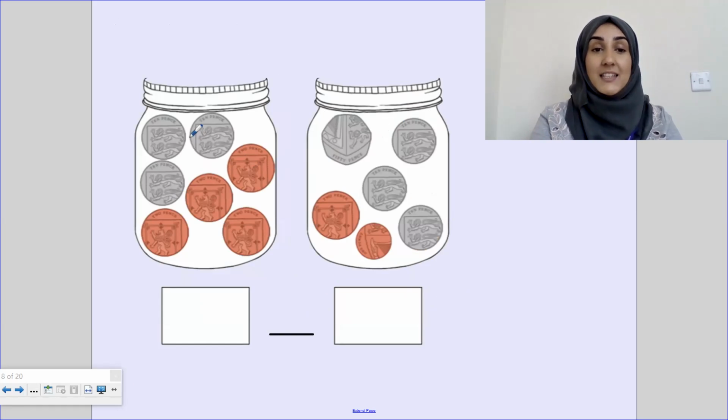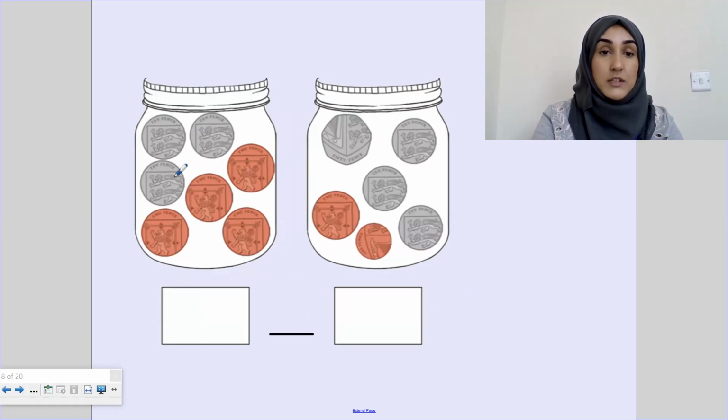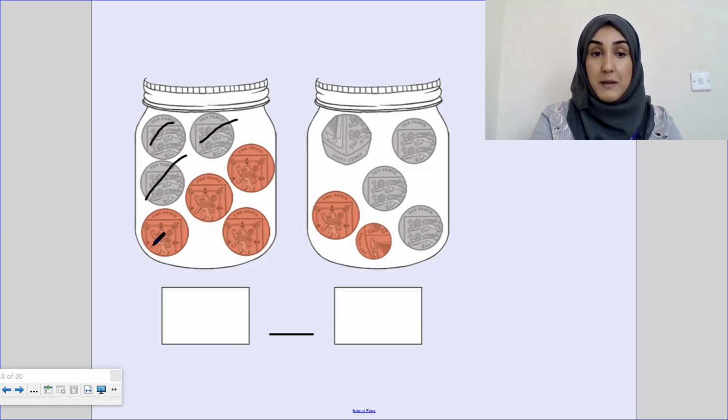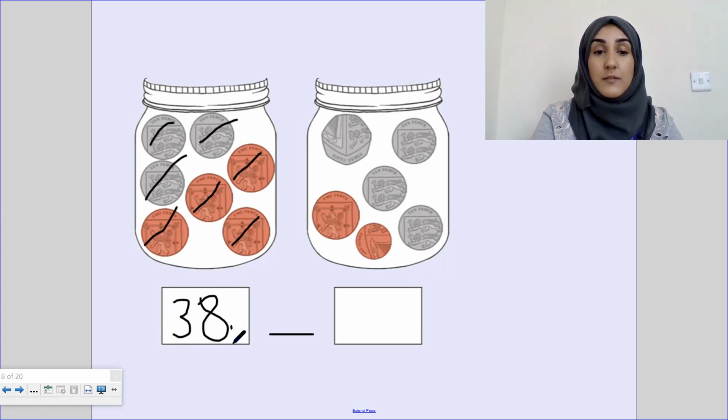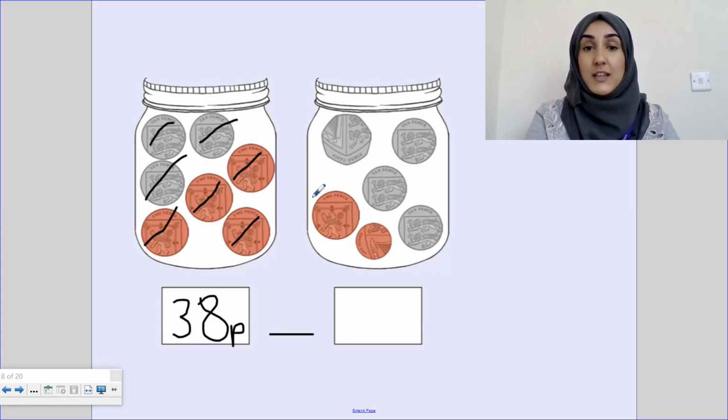Okay, Morris class, let's start off with the jar on the left. So the greatest value I can see is 10 pence because there's only 10 pence and 2 pence coins in this jar. So that's 10, add another 10, 20, add another 10, 30, add 2 pence is 32, add another 2, 34, add another 2, 36, and add 2 more, 38. So we have 38 pence in this jar.